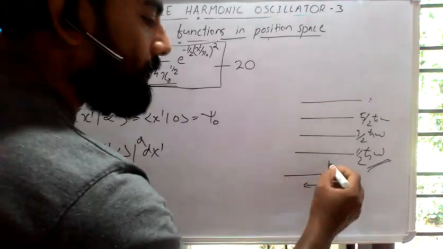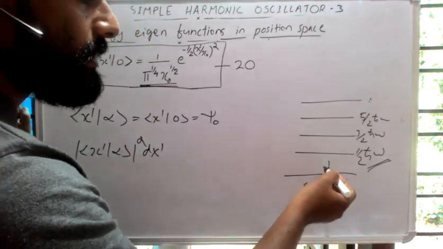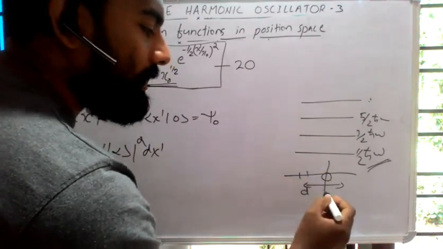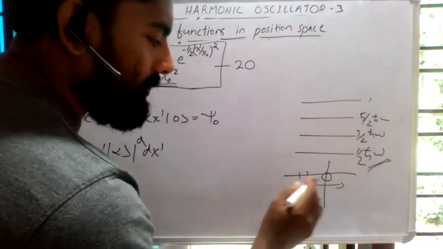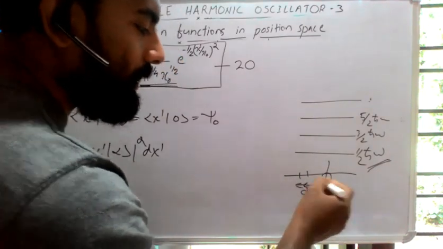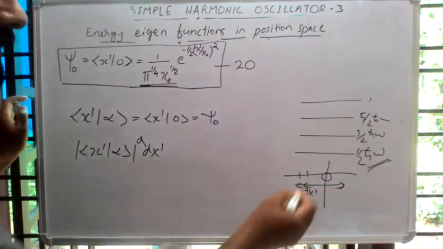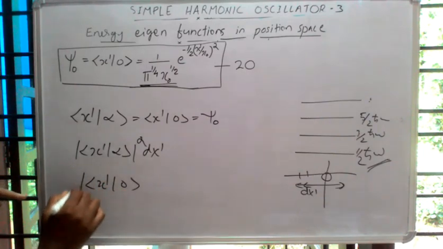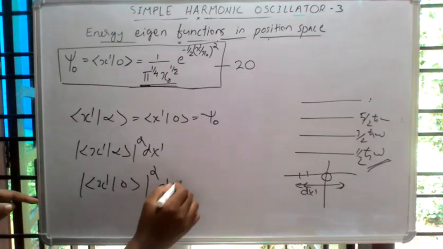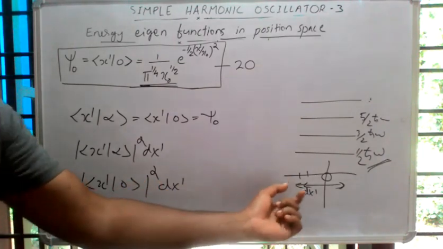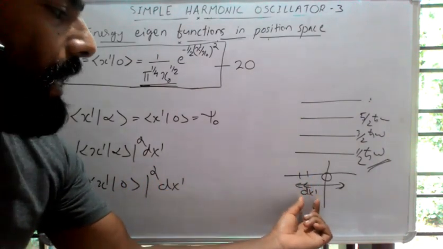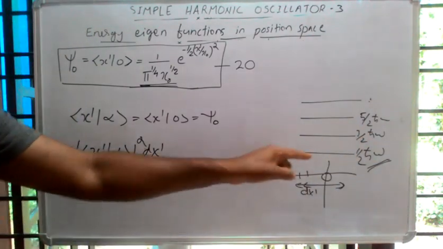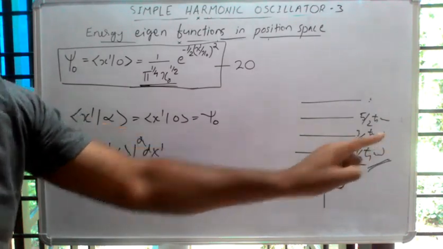We need to find where this particle executes simple harmonic oscillation in position. So we are considering a narrow region dx'. Actually, |⟨x'|0⟩|² dx' means the probability of finding the particle in a narrow interval dx' with energy half h cross omega, because this particle is in ground state and its energy is half h cross omega.